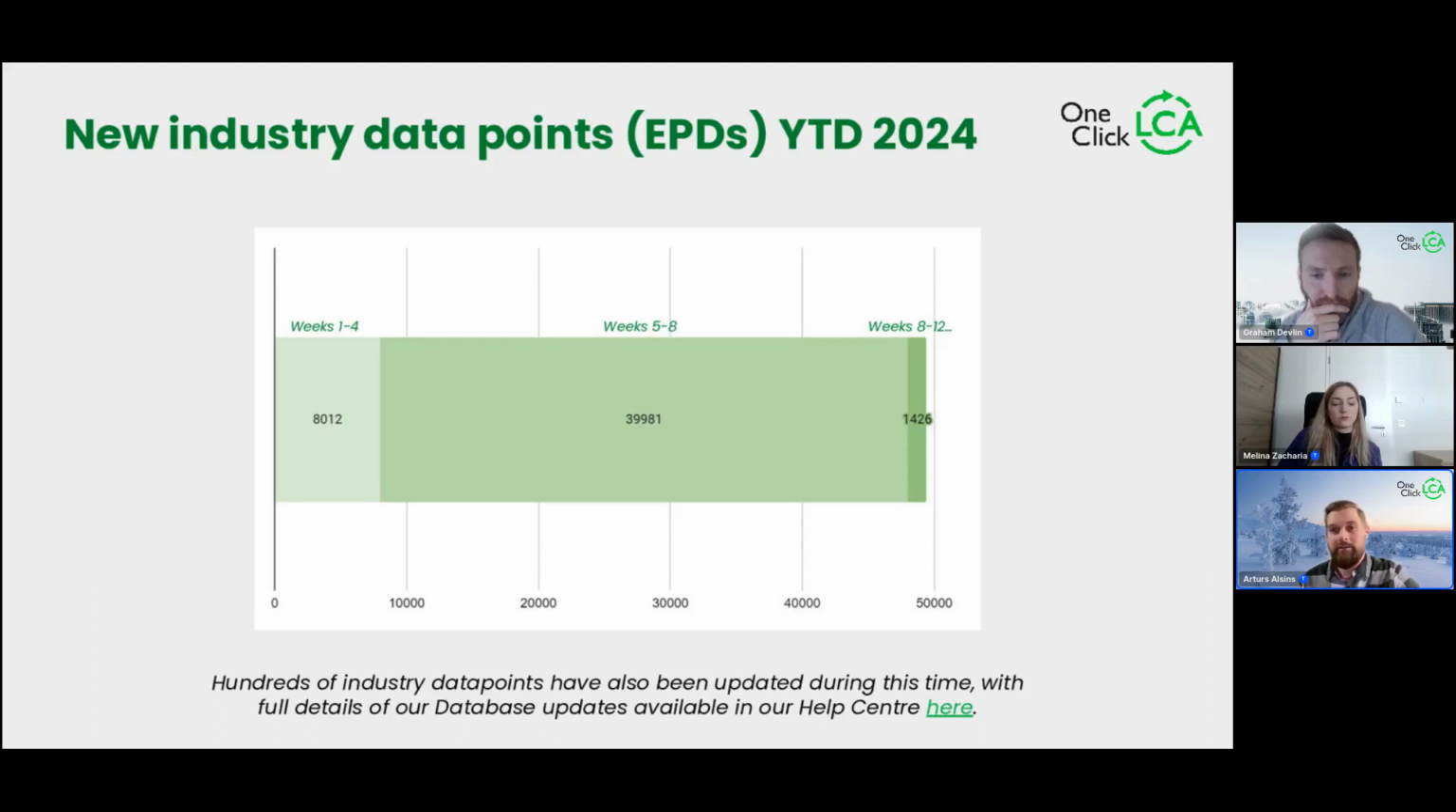So basically, if you want to use generic data, you can use generic data. If you have a supplier that has an EPD, you can trust that that EPD will be in our database very shortly after publishing.